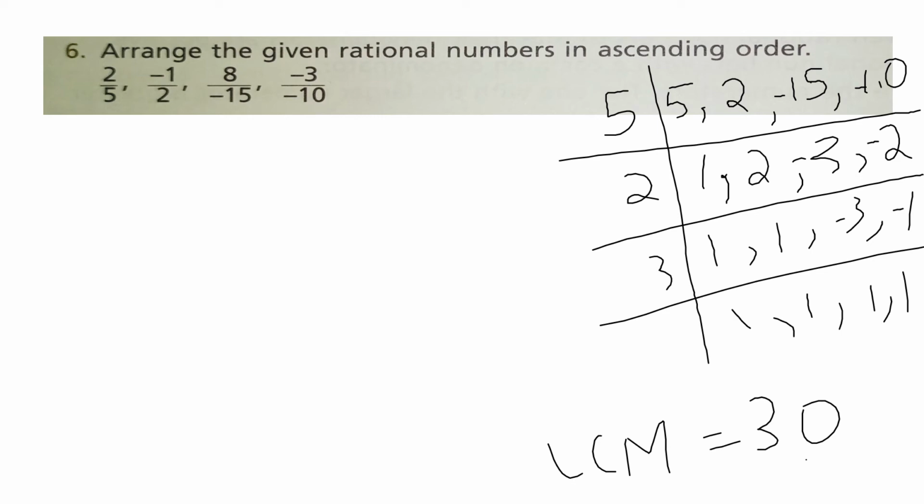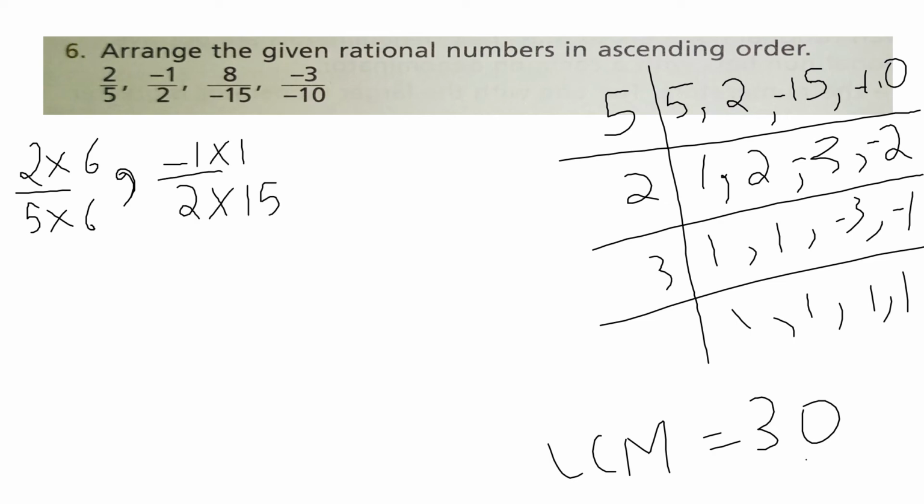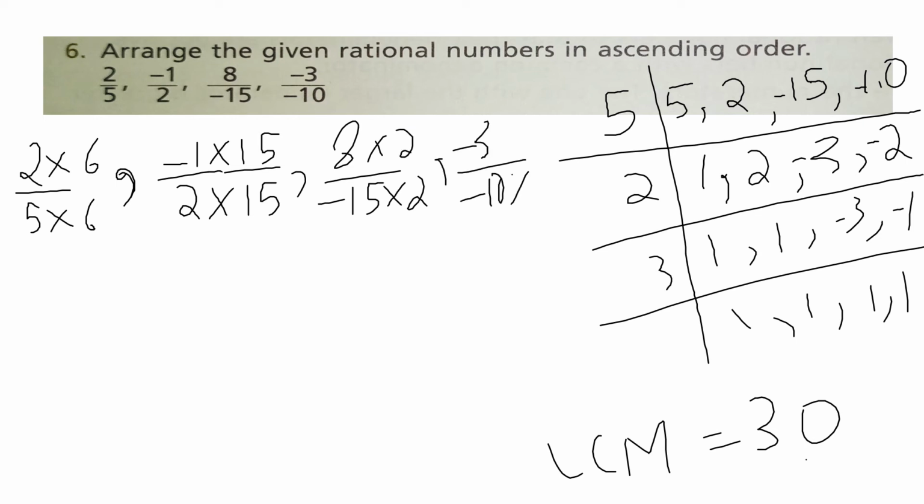So let's convert each denominator into 30. 5 6s are 30. So this fraction will be multiplied by 6. Minus 1 by 2. 2 15s are 30. So this will be multiplied by 15. Minus 8 by 15. 15 2s are 30. So this will be multiplied by 2. Minus 3 by minus 10. And 10 3s are 30. So this will be multiplied by 3.